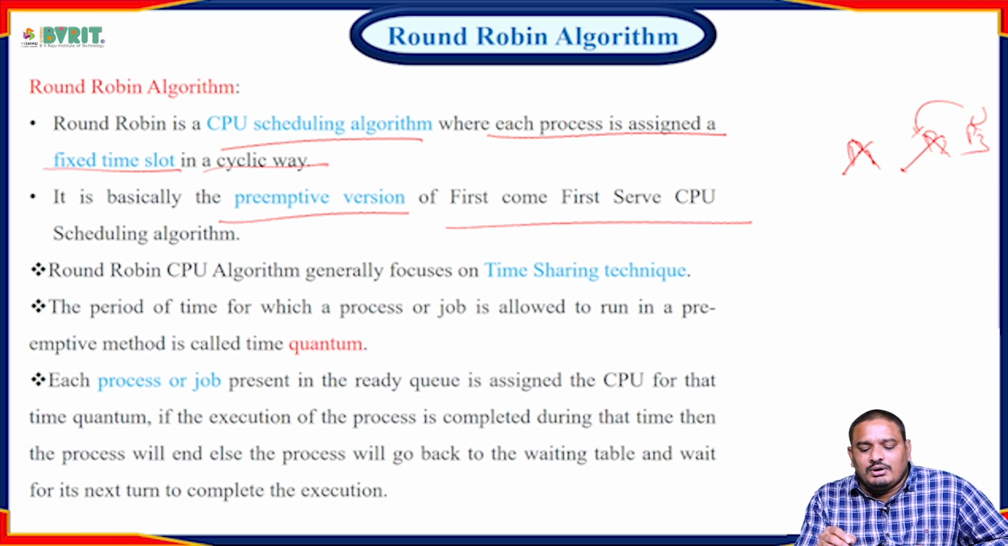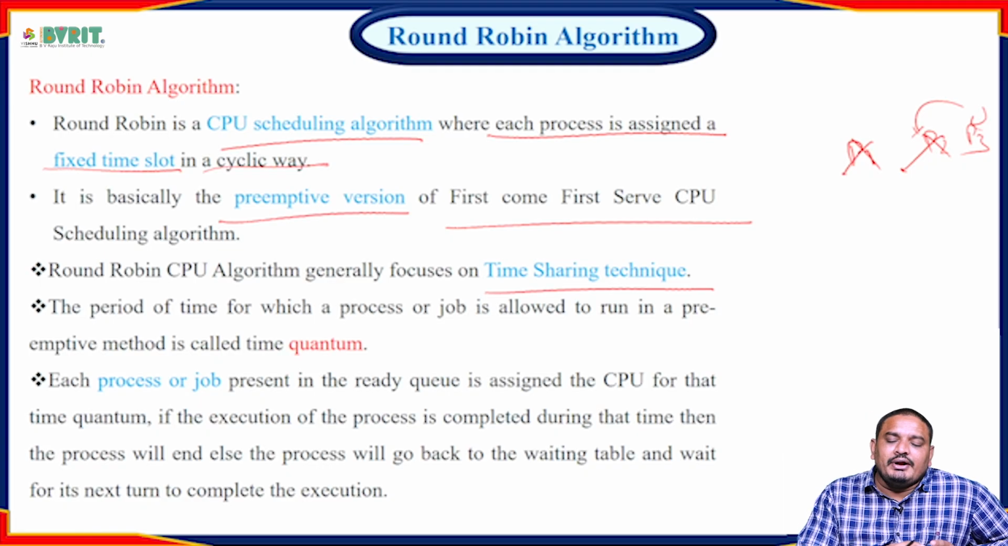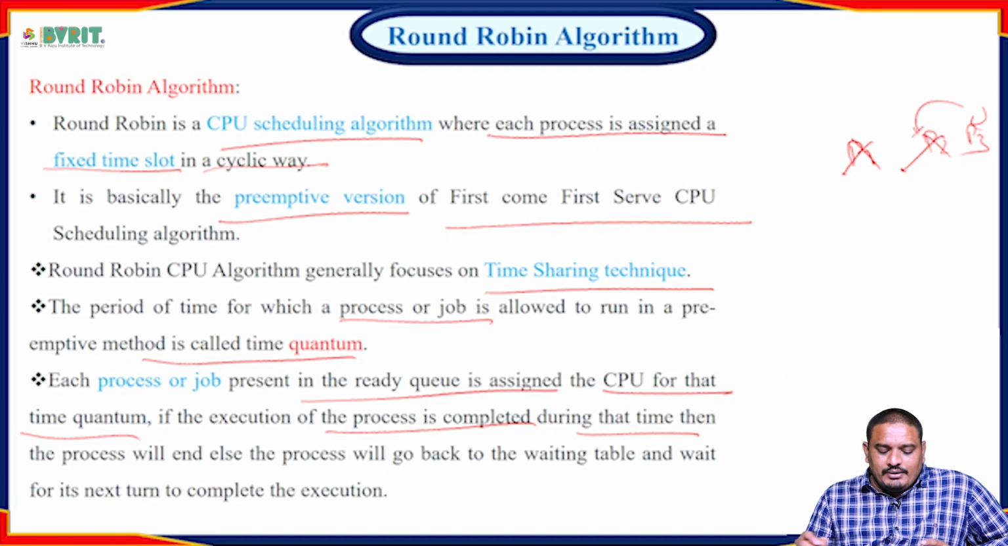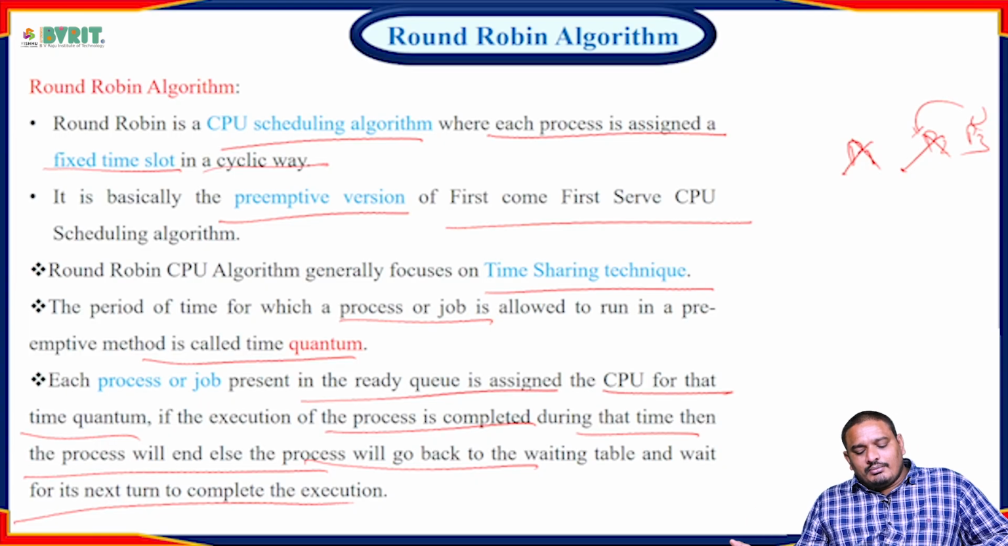Here, the round robin CPU algorithm generally focuses on the time sharing technique. The period of time allocated for a process or job to run in the preemptive method is called the quantum, or time quantum. Each process or job present in the ready queue is assigned the CPU for the time quantum. If the execution of the process is completed during that time, the process ends. Else, the process goes back to the waiting table, waiting for its next turn to complete the execution. This is the round robin algorithm.